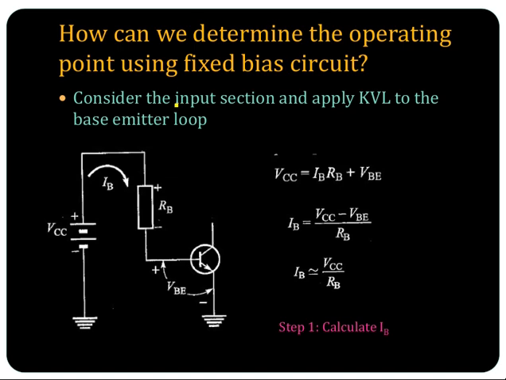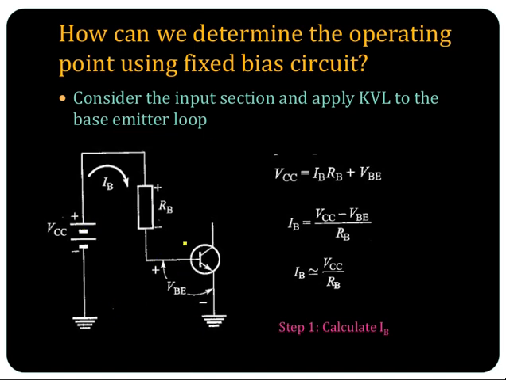Now, how can we determine the operating point using a fixed bias circuit? That is the first step. You saw the requirements. We have to find the operating point and fix it in the active region, at the center of the active region. So for this, consider the input section and apply KVL to the base emitter loop.